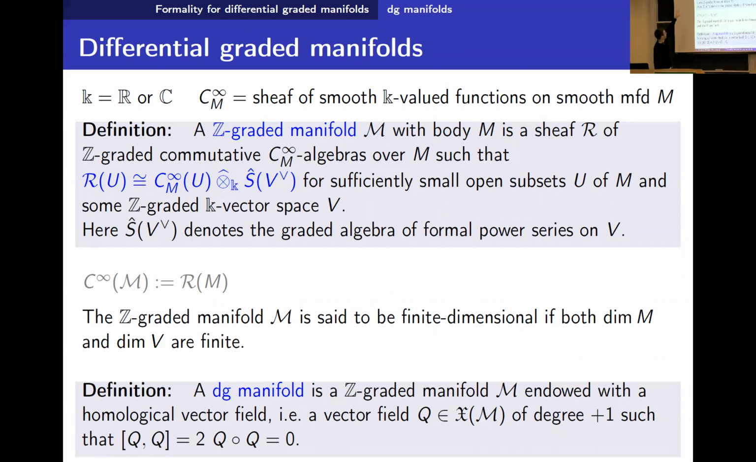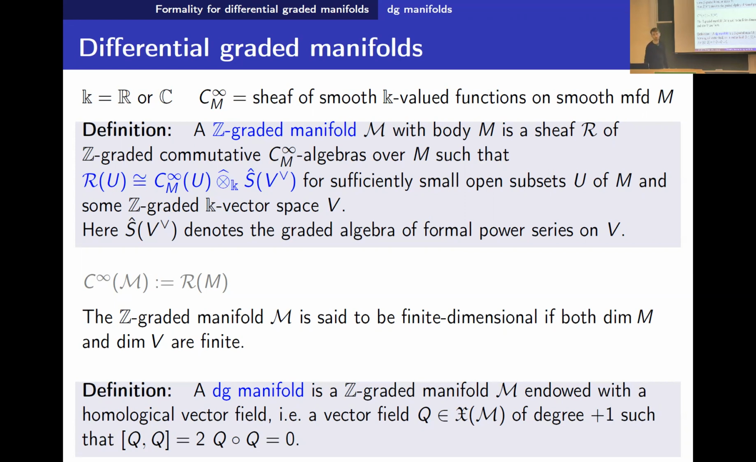So here K is going to be a field, either the real numbers or the complex numbers. And C infinity M, I use the notation C infinity M to denote the sheaf of smooth K-valued functions on a smooth manifold, straight M. A Z-graded manifold, curly M, with body straight M, is a sheaf R of Z-graded commutative C infinity M algebras over that smooth manifold, which has this property that locally this sheaf R is isomorphic to the sheaf C infinity M tensored with the algebra of formal power series on some Z-graded vector space V.